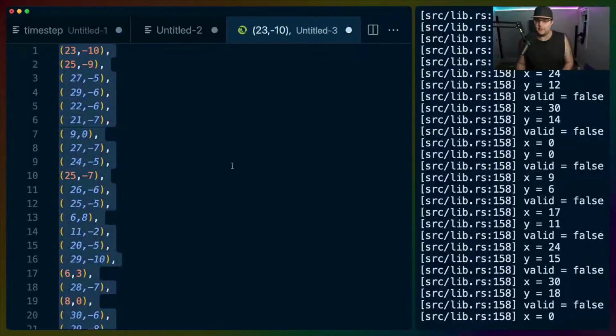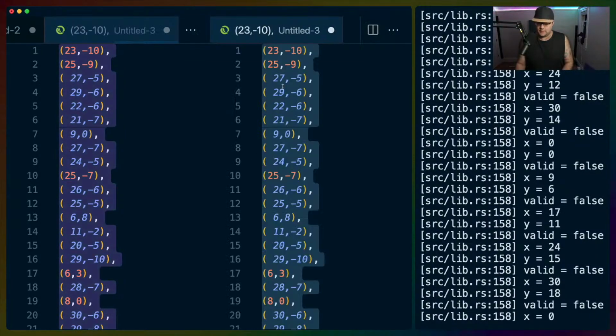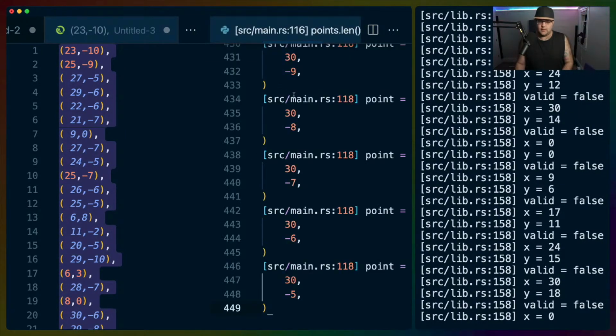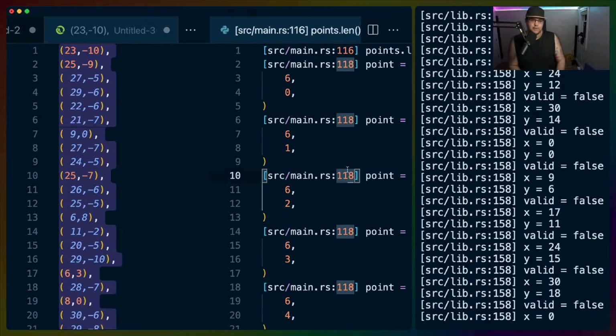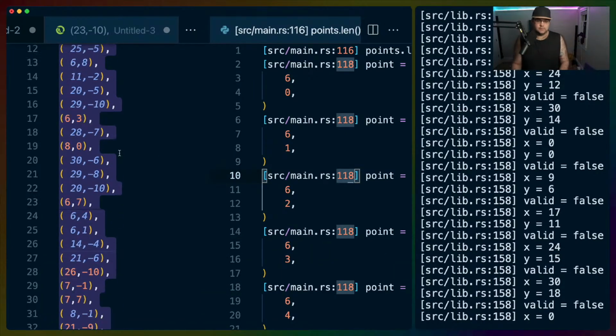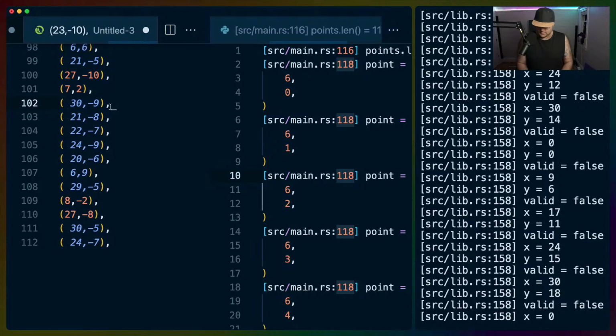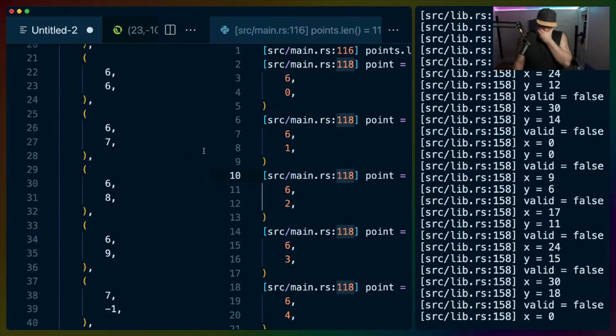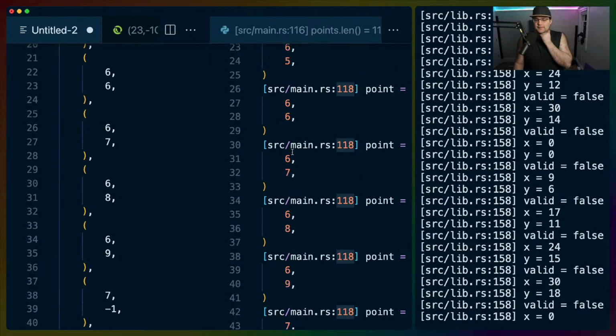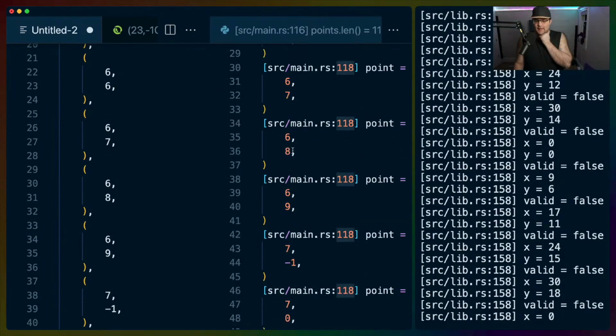We'll pull it into VS Code, and I will split here, create a new thing, and do this. I guess I should print it out. 6, 7, 6, 8.